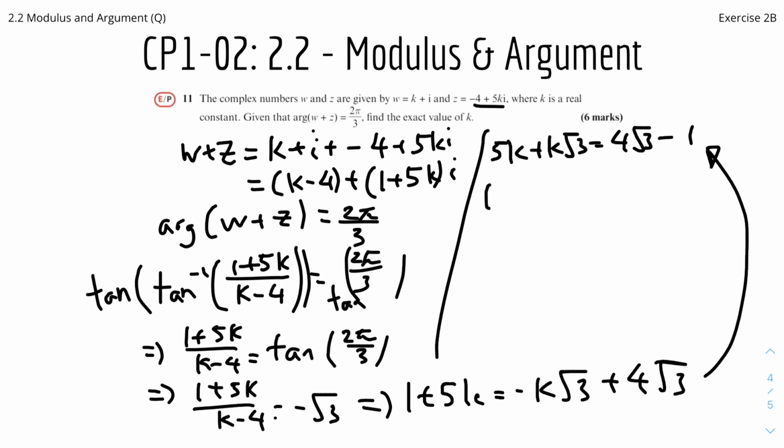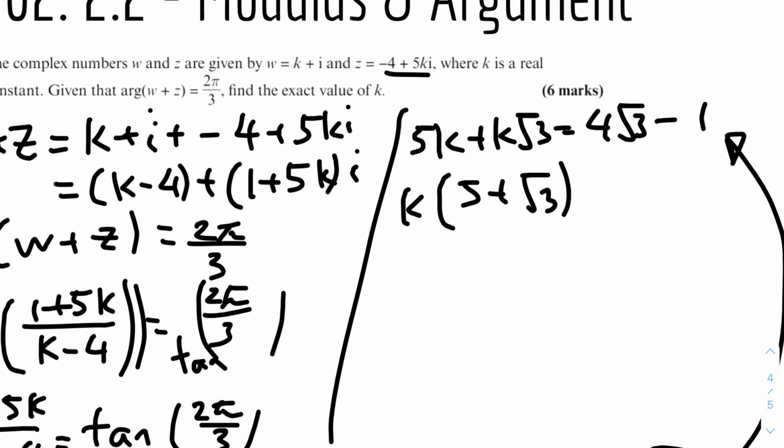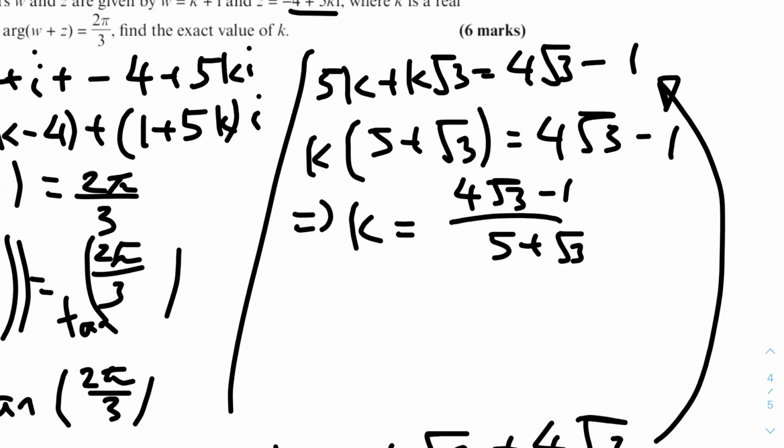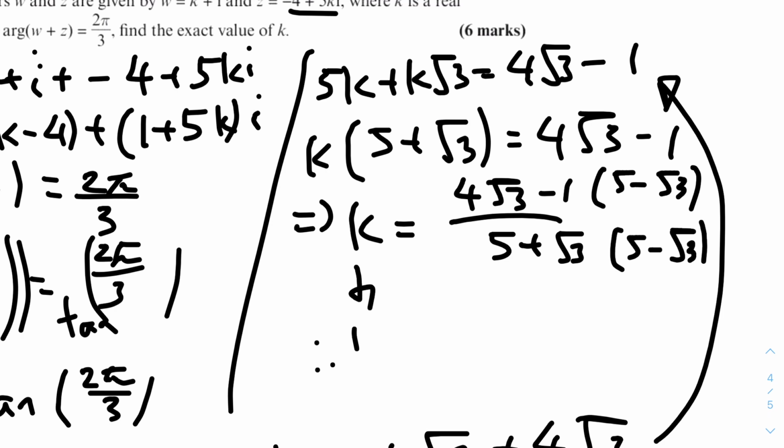Factorize the k to get k times 5 plus root 3 equals 4 root 3 minus 1. And therefore k equals 4 root 3 minus 1 over 5 plus root 3. So now we have to rationalize the denominator, so we have to multiply the bottom and the top by 5 minus root 3.